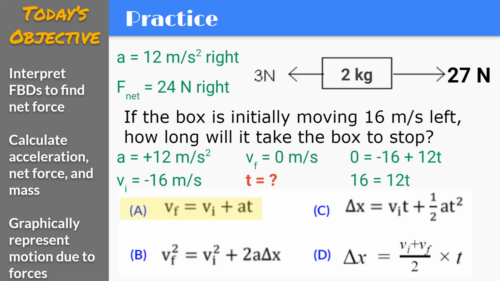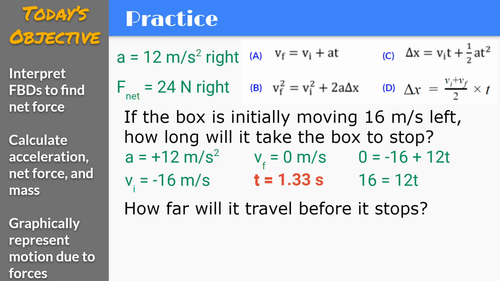So 16 equals 12t. To isolate t, divide both sides by 12. 16 divided by 12 gives me 1.3 repeating, 1.33333 seconds. So that's the answer to the first one. How long will it take? 1.33 seconds. The second question up here was how far will it travel before it stops?